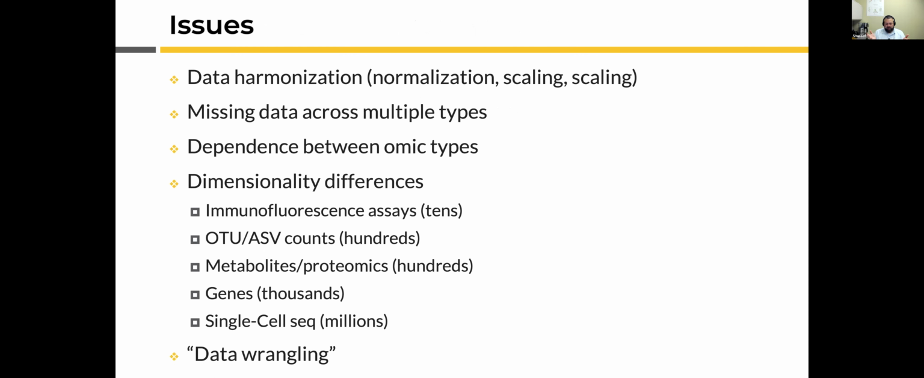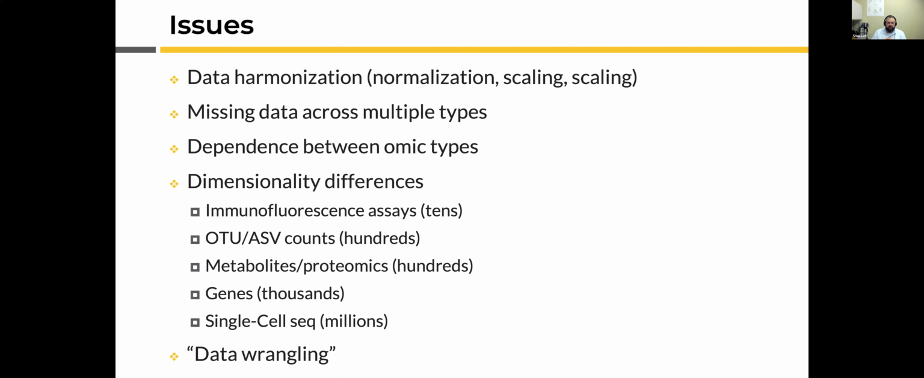Since you're adding data, there are always drawbacks to that. So there are a lot of problems that have to be dealt with to do a multi-omic analysis. The first of which is sometimes called data harmonization. Each of the different omics types has a different underlying measure. So how do you normalize or scale? I wrote scaling twice. That clearly was meant to be something else, but I don't remember what it was at the time. I think it was transformation. It should be normalization, scaling, transformation.